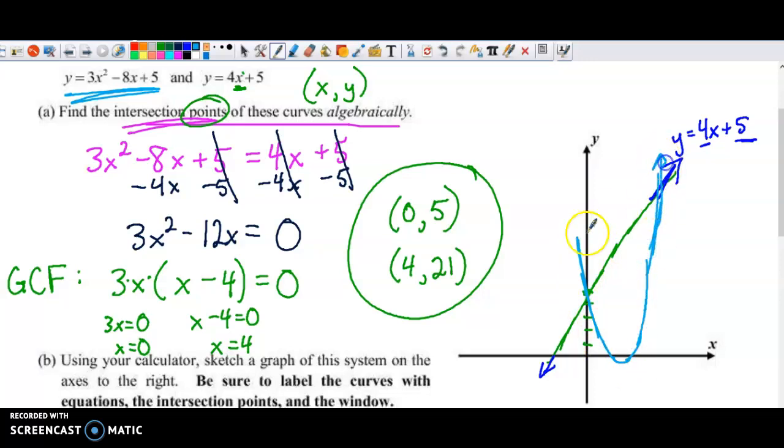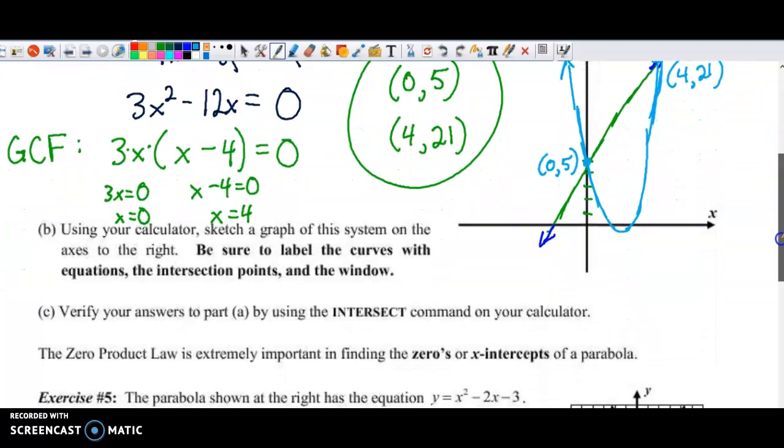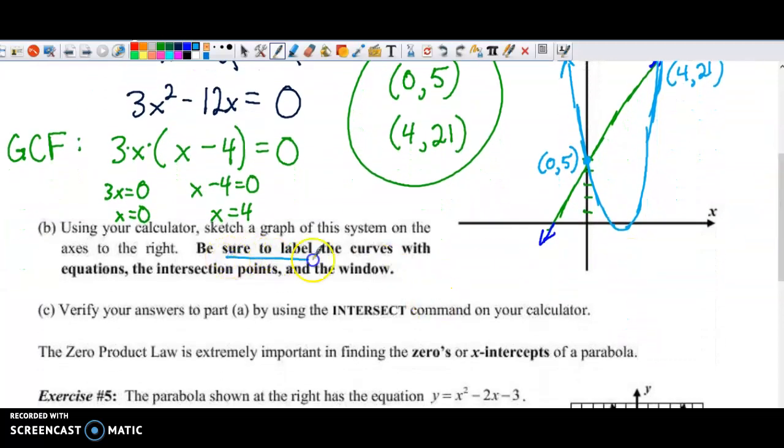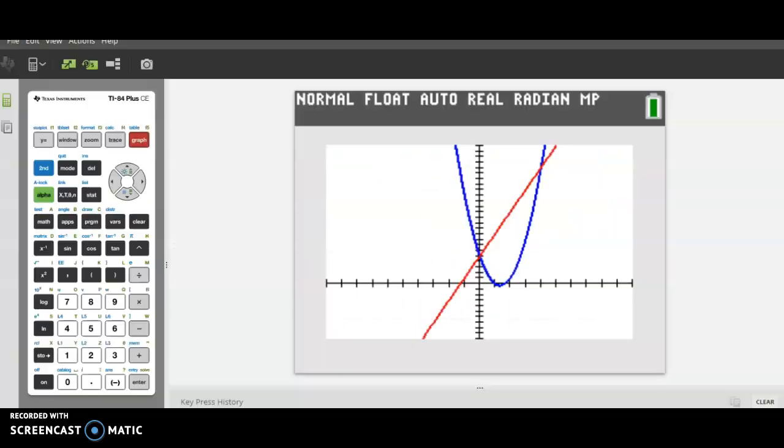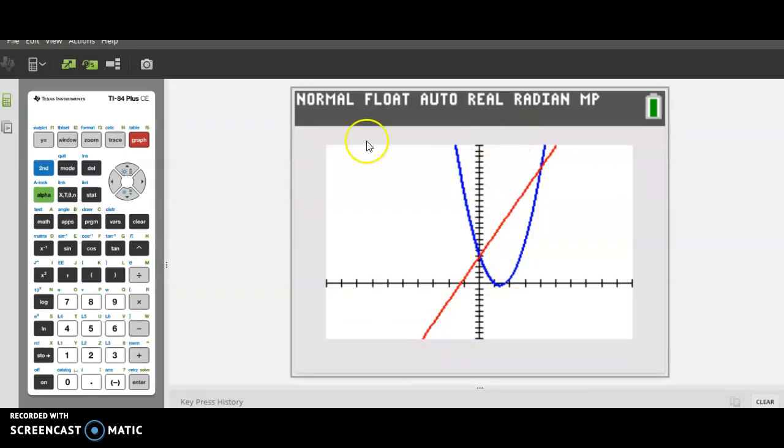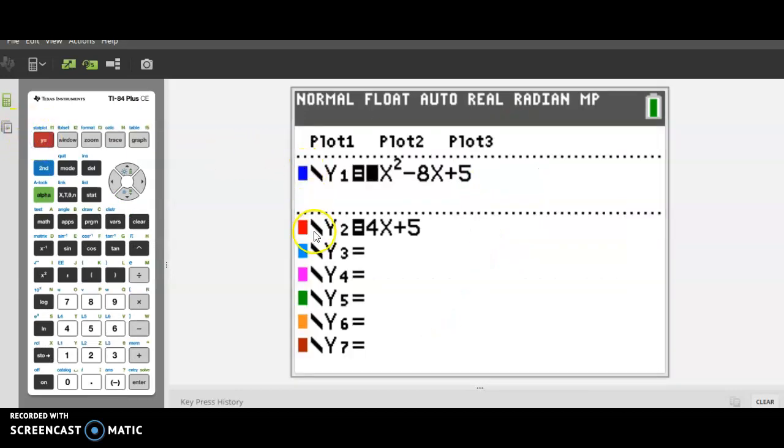And right now, all I'm concerned about is that the points where they intersect each other were at (0, 5), and all the way over here at (4, 21). I'm sorry that my graph is not very good. So it talks about labeling the curves with equations, the intersection points, and the window. Because that's what I like about the graphing calculators, let me point it out, is they show up as blue and red, which matches the blue and red color from y equals.